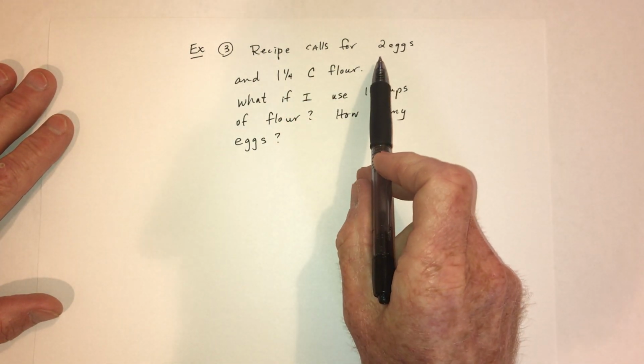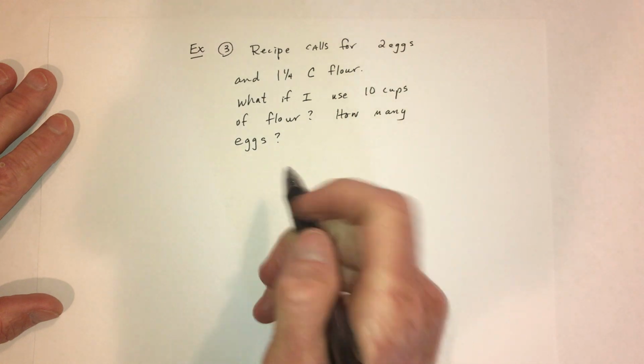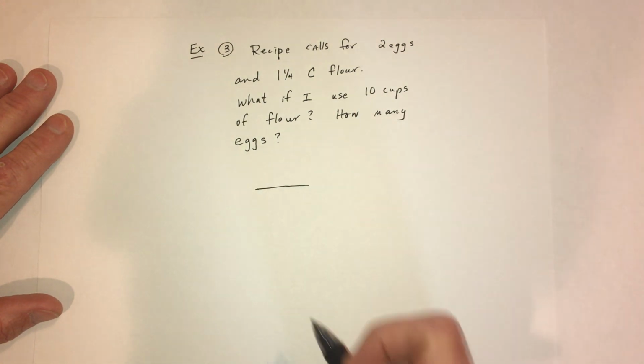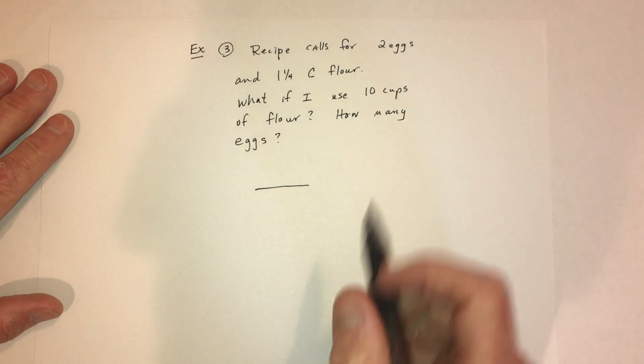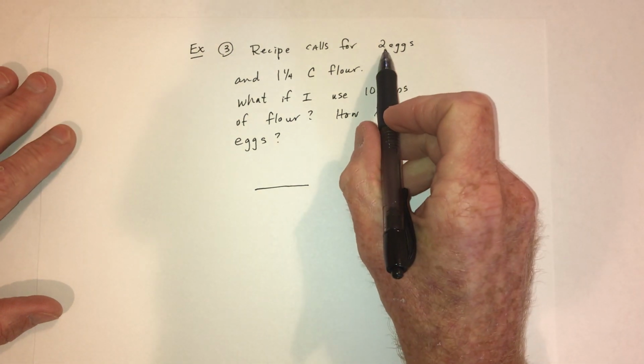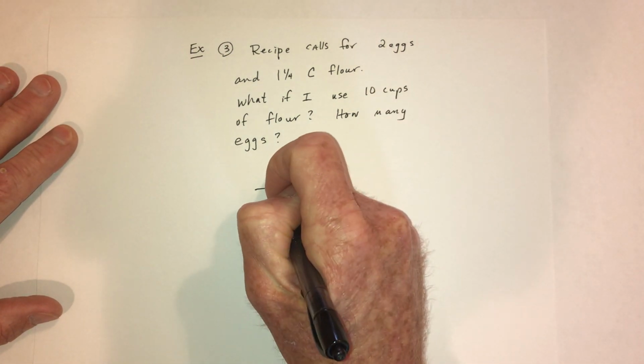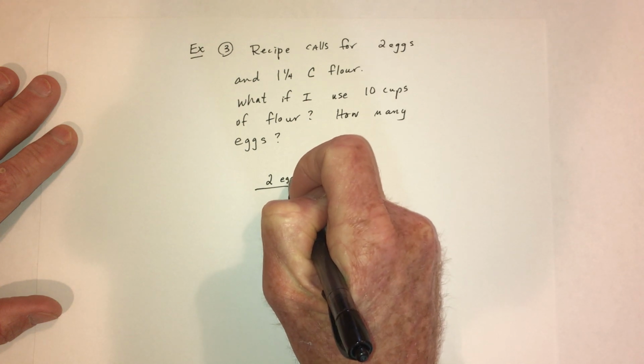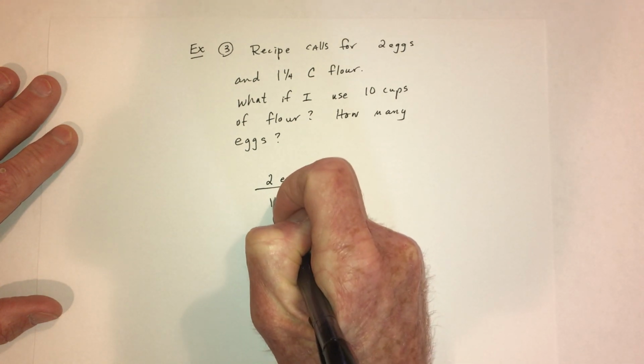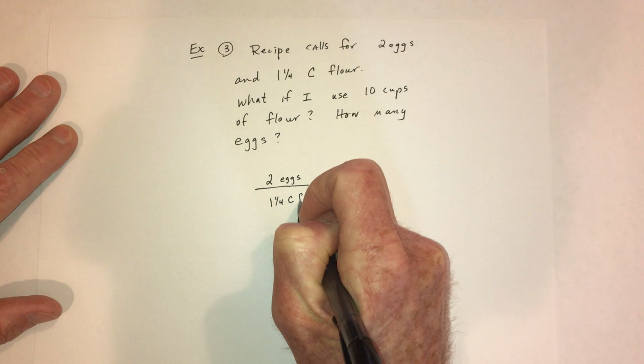So set up the first proportion, and the order doesn't really matter when you make the fraction. I said eggs first, so I'm going to put that first. So for every 2 eggs, you need to use 1 1/4 cups of flour.